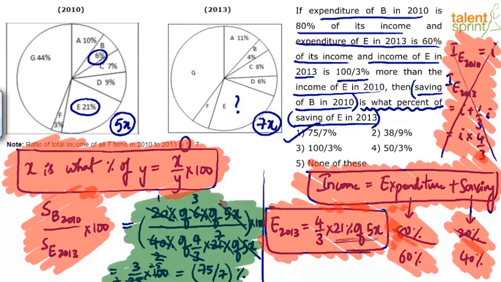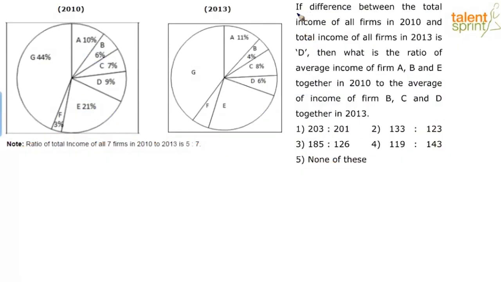Option 1, 75 by 7 percentage. Let's look at the next one. So here's the next question. It says, if the difference between the total income of all firms in 2010 and the total income of all firms in 2013 is D, then what is the ratio of the average income of firm A, B and E together in 2010 to the average income of firm B, C and D together in 2013?